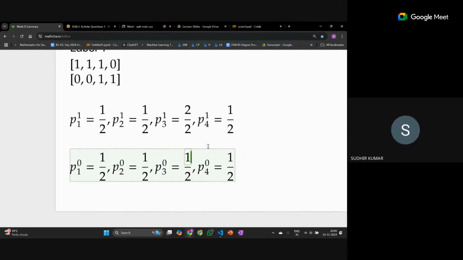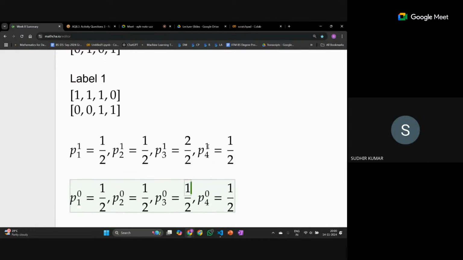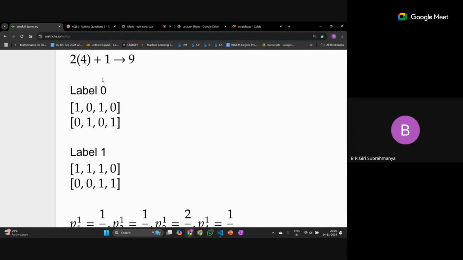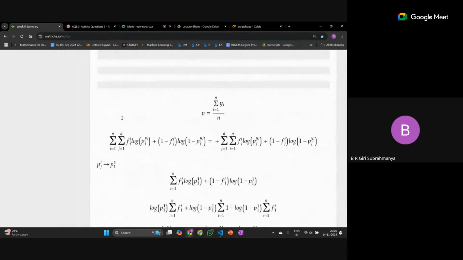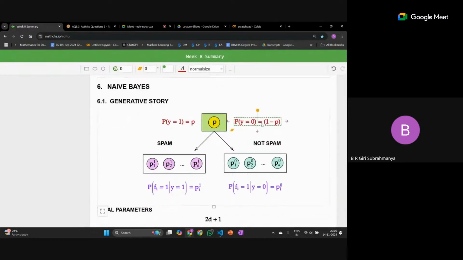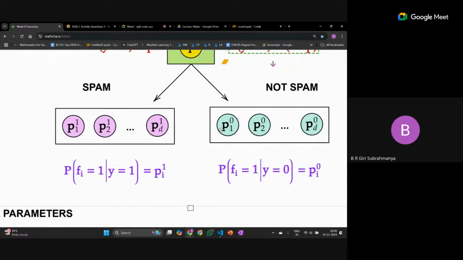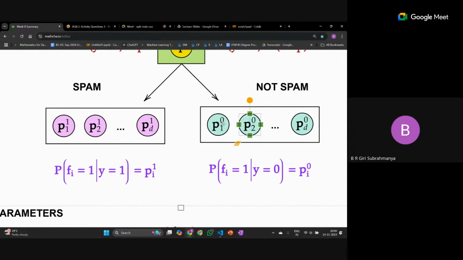In this case, we'll have to look for zeros. The label is 0, but still when you toss the coin, if it is 1, that word will be there. If it is 0, that word will not be there. So you still have to look for 1 only. If it is heads, it is still going to be 1.